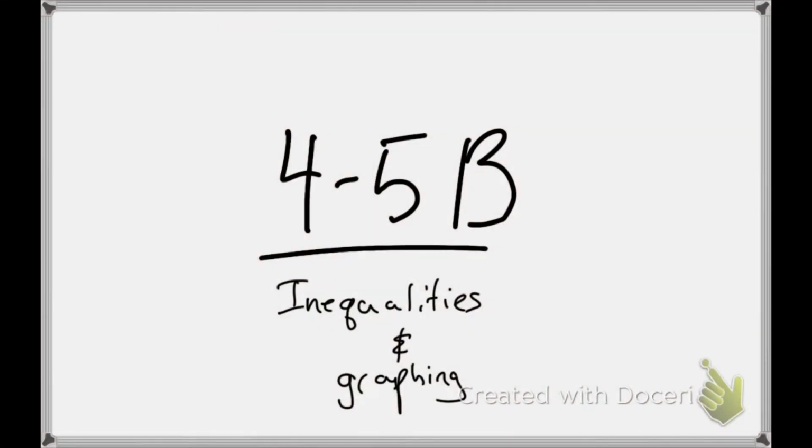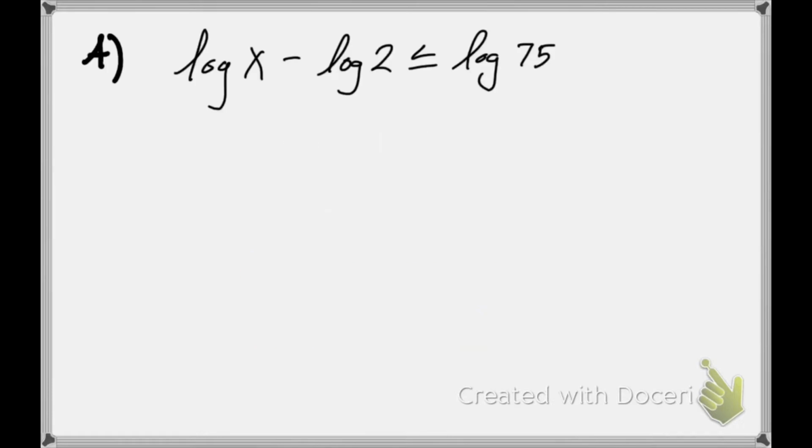Okay, so for section 4-5B, we're looking at our exponential and logarithmic equations, but we're going to be looking at how to solve them if I have an inequality in the equation, and how I can solve these by graphing. So we're going to start with our inequalities and turn that into graphing as well. So say that I had log base 10, because remember common logarithm, not written, so it's 10. Log base 10 of x minus log base 10 of 2 is less than or equal to log base 10 of 75. So how would I solve this?